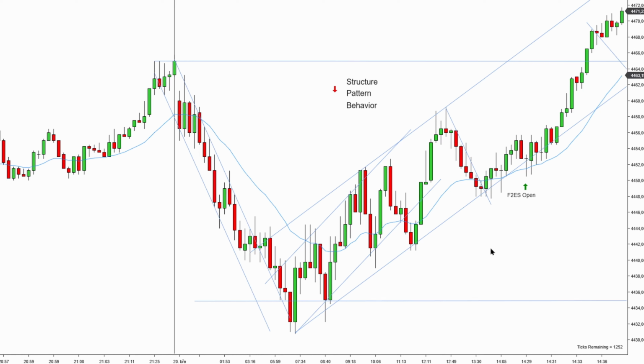There are three factors that I keep in the back of my mind when I'm trying to identify high probability setups: structure, pattern, and behavior. These three things have to go through your decision-making process if you want to determine whether the setup is high probability or not. And today started as a range structure.